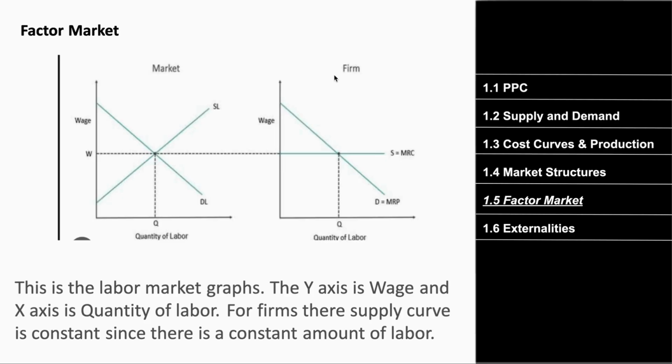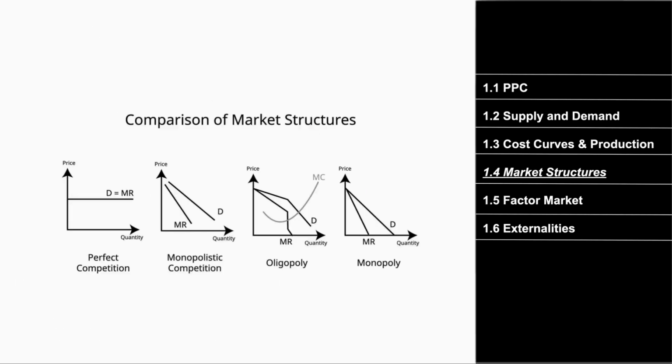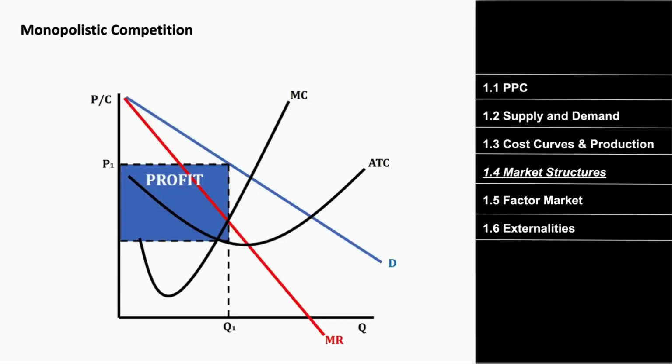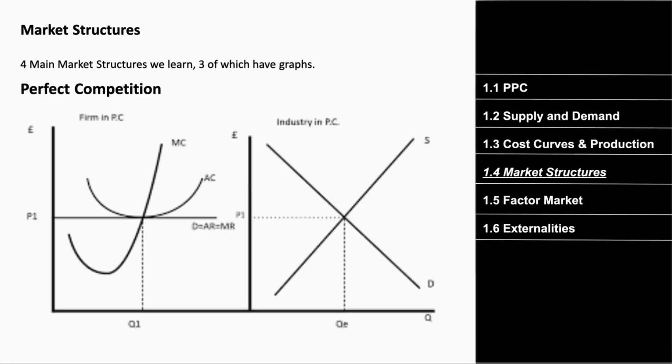And then, just like perfect competition, a regular firm, it's a little different, however, it's very similar. Demand equals marginal revenue product, which is basically your marginal revenue. Same thing here. Supply equals marginal resource cost, which is the same thing as marginal cost. And this is it here. So you can see supply is a stagnant line, just like in perfect competition, where demand is a stagnant line.